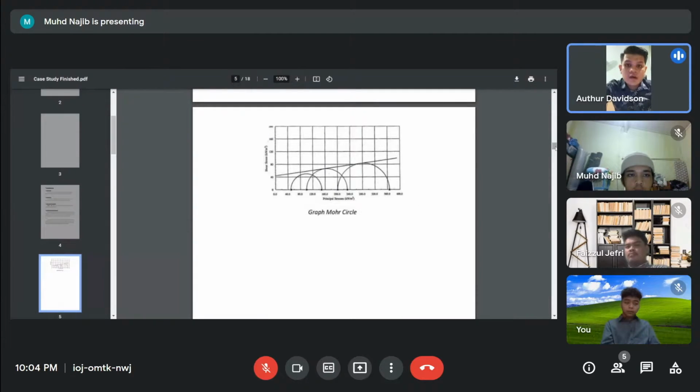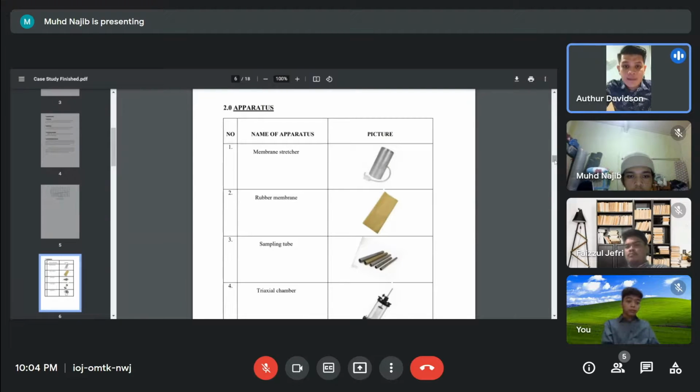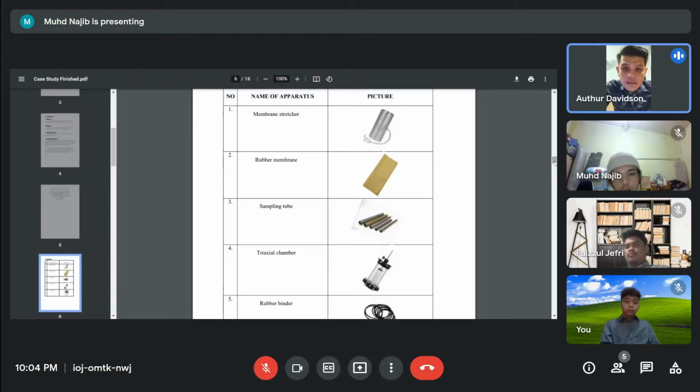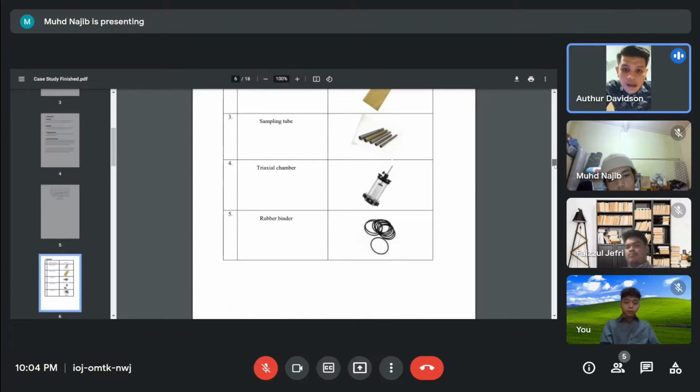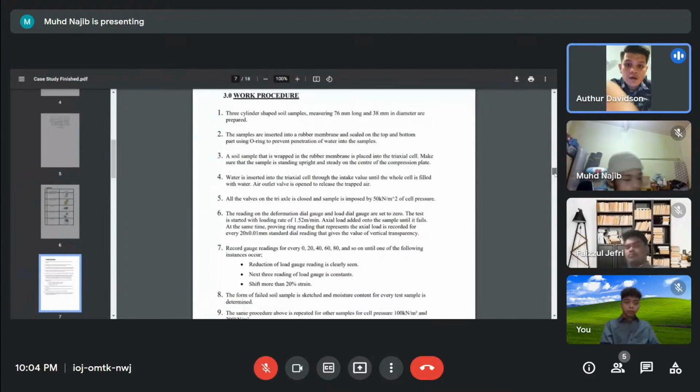Next, this is an example of a graph of Mohr circle from the lab sheet. The apparatus and materials used in this Triaxial test are membrane stretcher, rubber membrane, sampling tube, Triaxial chamber, and rubber binder. So, the work procedure for the Triaxial test.